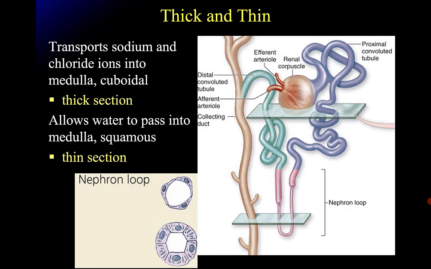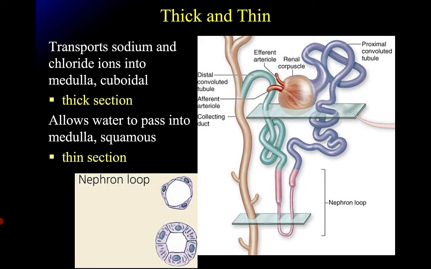The thick section is going to be another area, which we see down here, having the simple cuboidal epithelium, and it's going to transport ions. So it's going to transport sodium and chloride ions into the medulla. That's going to make that renal medulla be salty, or if we want a more technical term, hypertonic. And that's going to help to draw water out of the filtrate.